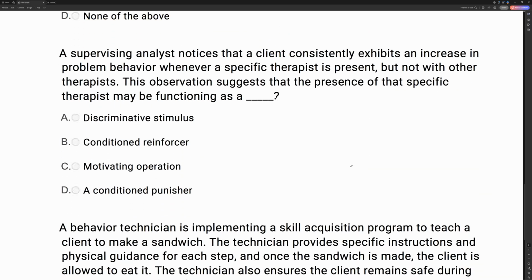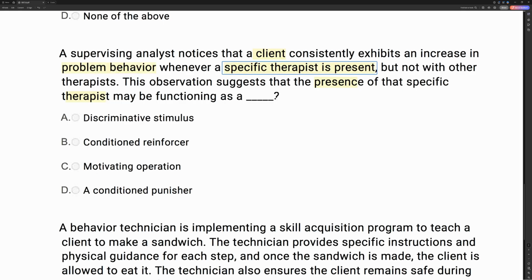A supervising analyst notices that a client consistently exhibits an increase in problem behavior whenever a specific therapist is present, but not with other therapists. This observation suggests that the presence of that specific therapist may be functioning as a what? All right, this is a good question because it's a little bit challenging. We're looking at the presence of the therapist and the purpose or the function of that. Well, what do we know about the presence of that therapist? We know that the analyst says the client has an increase in problem behavior when that therapist is present.